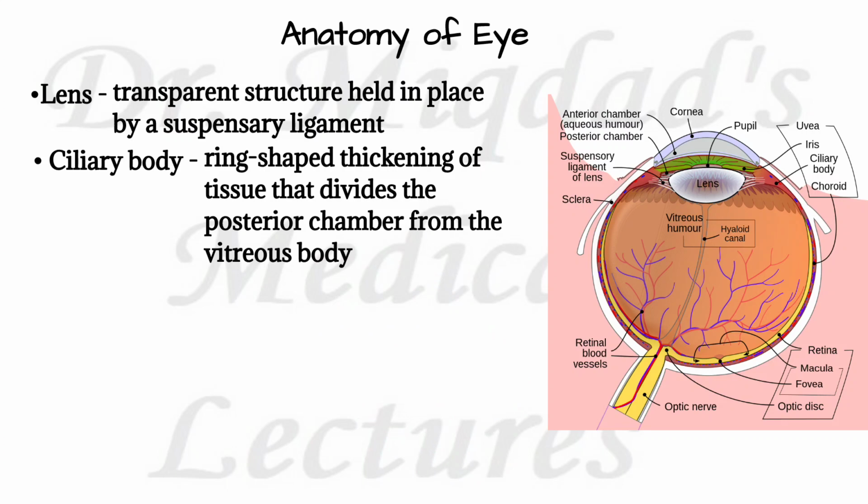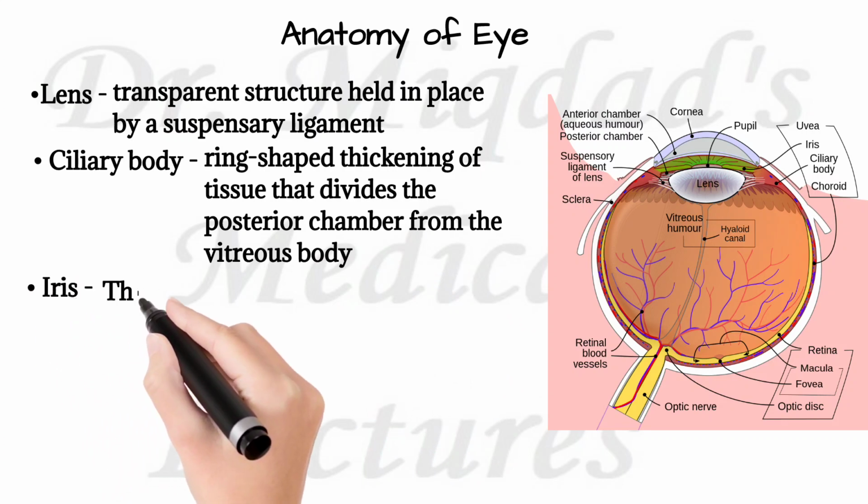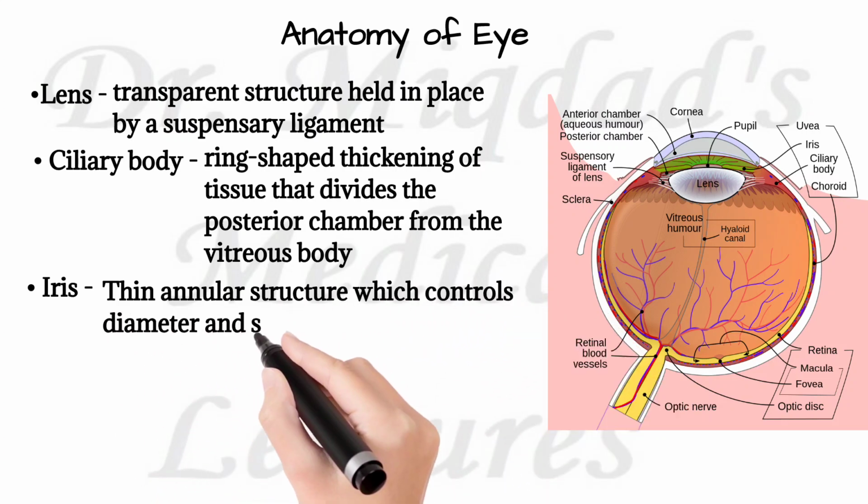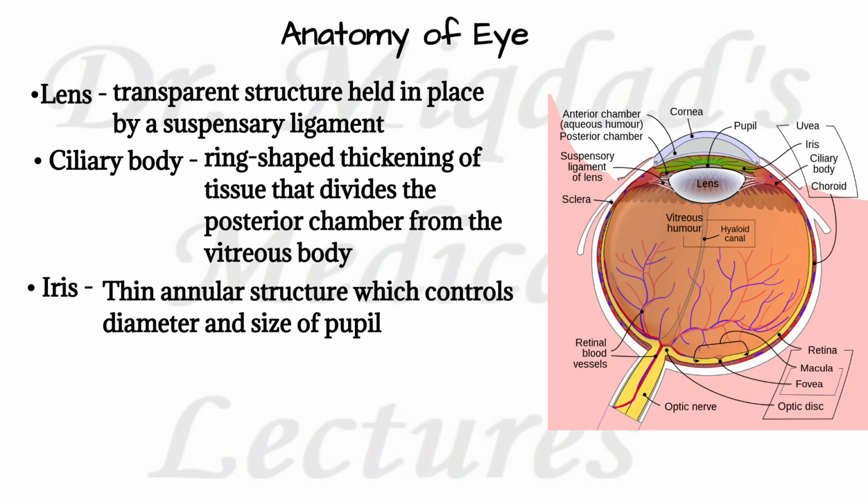In front of the lens is the pigmented and opaque iris. This is the thin annular structure which controls the diameter and size of the pupil. The iris contains circular muscle fibers that constrict and radial muscle fibers that dilate the pupil. The iris is the one which gives the distinctive color to the eye. Different people have different colors of eye, like brown, umber, hazel, blue, green, grey, etc. Out of these, the most common are brown eyes and the rarest are green eyes. Only 2% of the global population has green eyes.